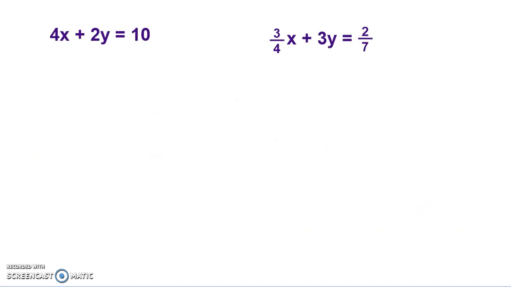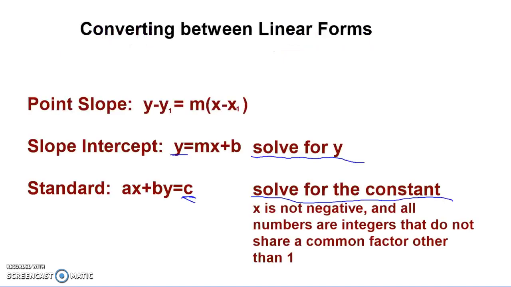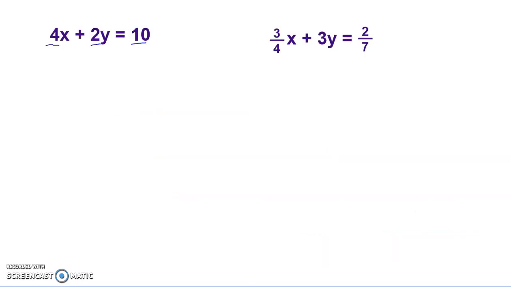So here we have something in standard form, which is ax plus by equals c. In this case, we have 4x plus 2y equals 10. If we look at this, we can see that 4, 2, and 10 are all divisible by 2. Because they cannot share a common factor other than 1, and they share a factor of 2, we're going to divide everything by 2.